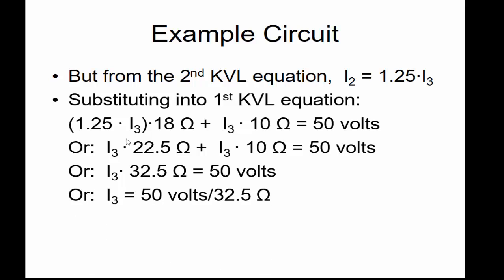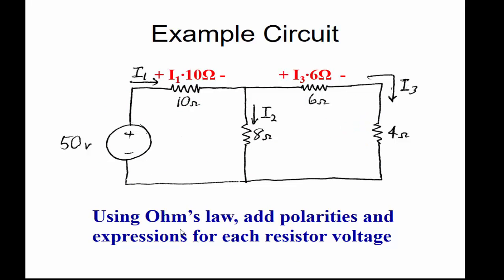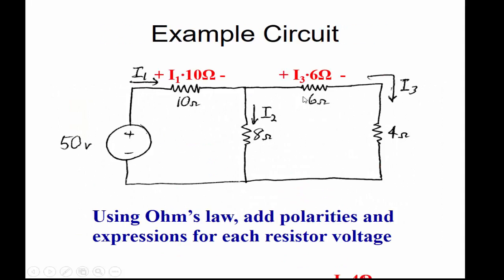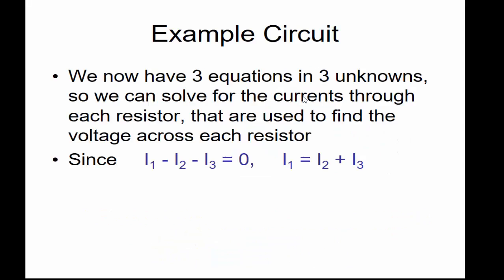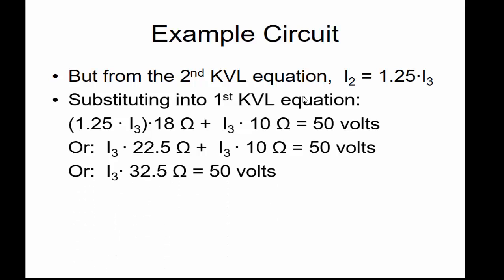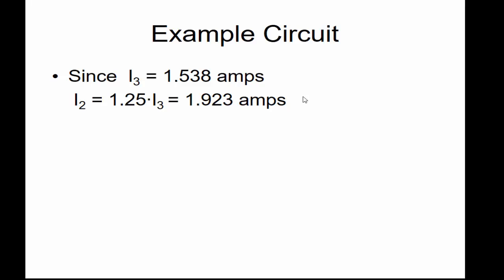Now we can see that I3 is equal to 1.538. If you check in my simulation right here, I3, if you go through it, you see that this is our I3, which is equivalent to 1.538. Okay. Now we can also check this. So I3 is equal to that, and there was a relationship between I2 and I3, and this is exactly what you get in terms of the response.